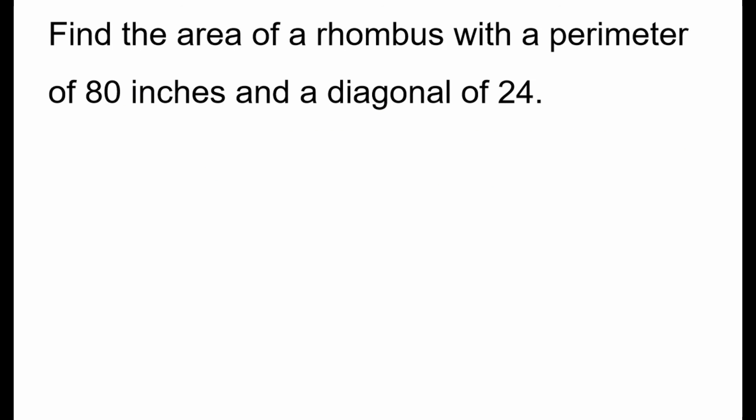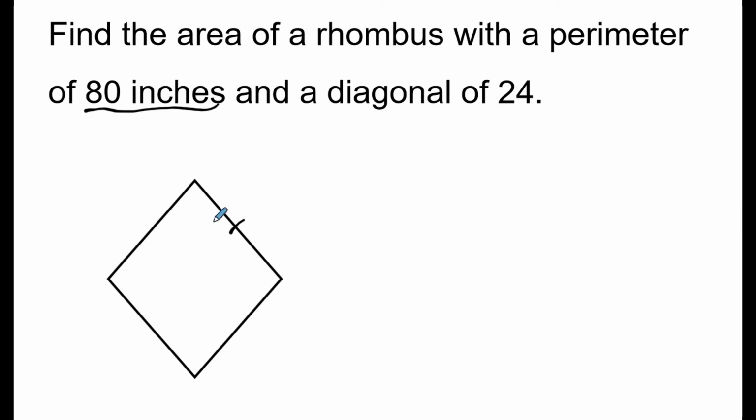So let's say they give us a problem where they want us to find the area of a rhombus with a perimeter of 80 inches and a diagonal of 24 inches. What I would probably start off with here is just drawing a quick sketch of a rhombus. The exact measurements really don't matter too much. What matters is where you put your numbers. If we have a perimeter of 80, we know a rhombus has 4 congruent sides.